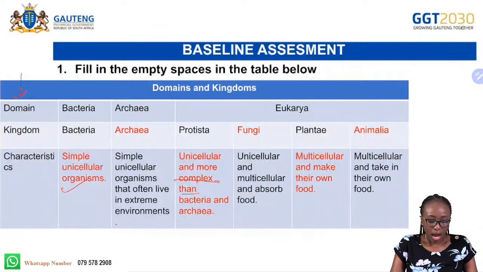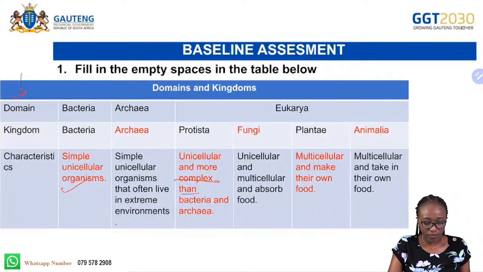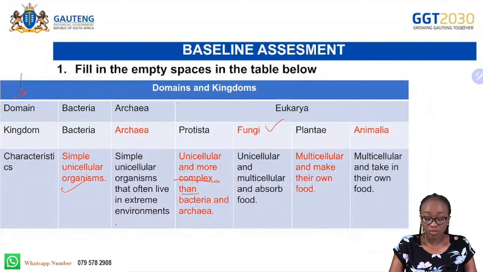Under the domain eukarya, we had left a space here. Fungi are unicellular and multicellular and absorb food. Under kingdom plantae, these organisms are multicellular and they can make their own food. And organisms that are multicellular and cannot make their own food fall under the kingdom animalia. Right, give yourself a quick 2 minutes to copy down the corrections, and then see you after 2 minutes.